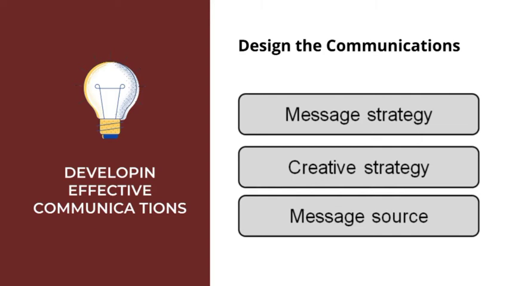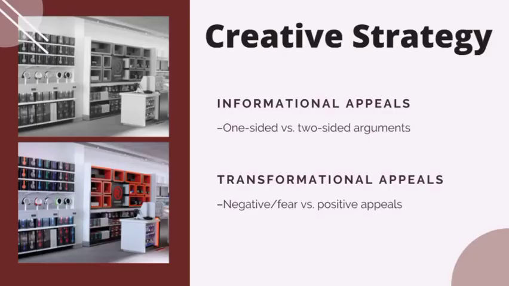And I will explain creative strategy. Communication effectiveness depends on how a message is being expressed as well as on its content, which is creative strategy. Informational appeals are about one-sided versus two-sided arguments. And then the second one is transformational appeals. It's about negative or fear appeals versus positive appeals.